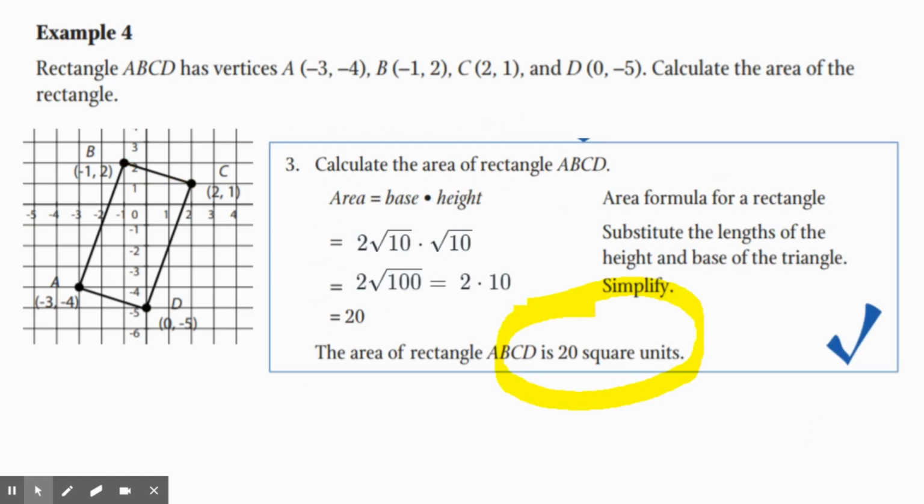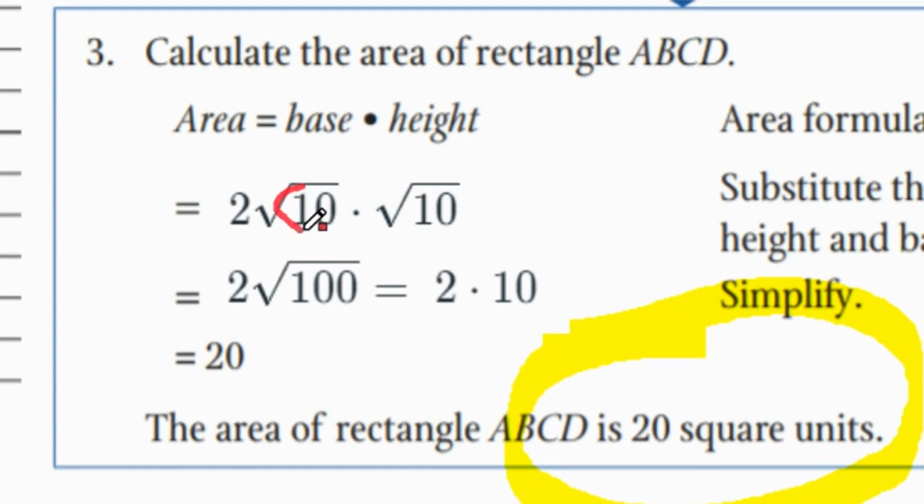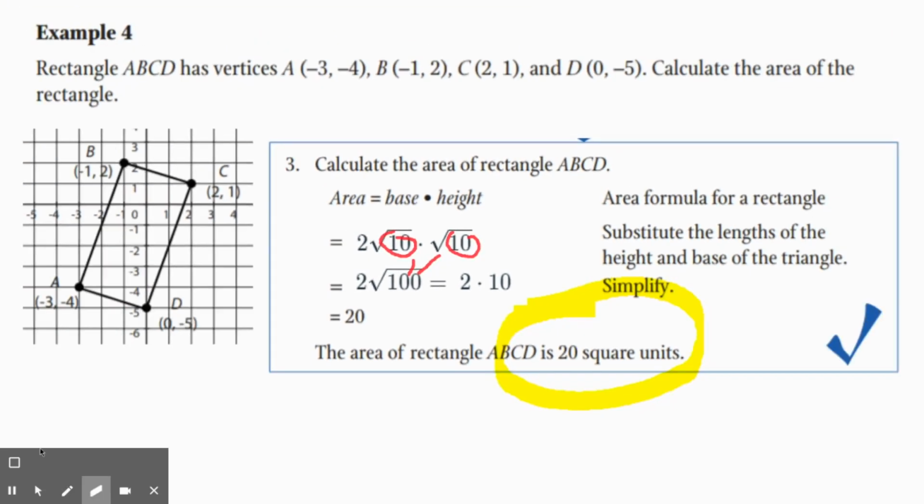So what's the area going to be? Well, the area is base times the height. I got 2 radical 10 for the base and radical 10 for the height. 2 radical 10 times radical 10. Now, remember, when you're multiplying radicals, it's okay to multiply radicals. Just remember the numbers inside the radicals will be multiplied by each other. So 10 times 10 is 100, and the square root of 100 is 10, and it gets multiplied by the 2. The final answer for the area of the rectangle is 20 square units.